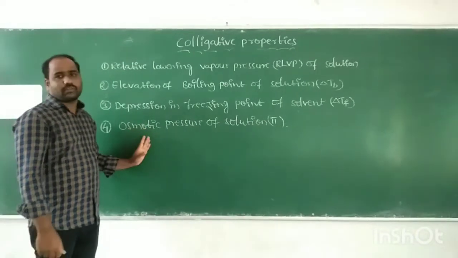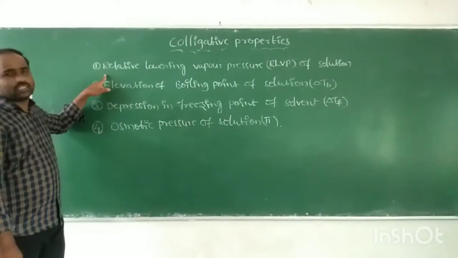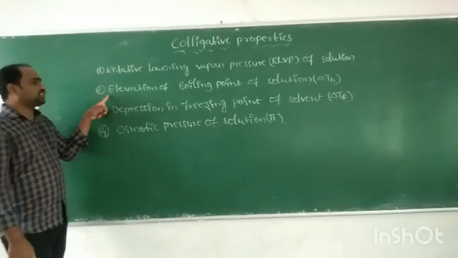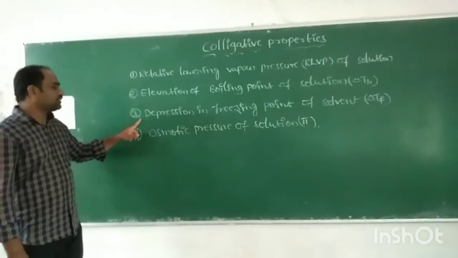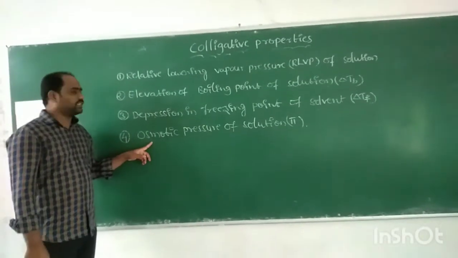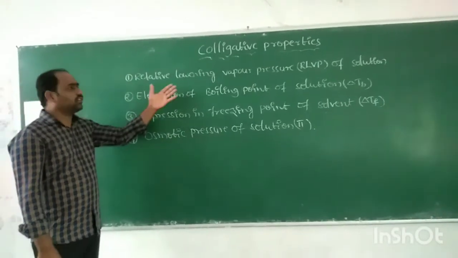Listen students, we have 4 types of colligative properties. First is the relative lowering of vapor pressure of the solution. Second is the elevation of boiling point of the solution. Third is the depression of freezing point of the solvent. Fourth is the osmotic pressure of the solution. Let me discuss them one by one in our next topic.